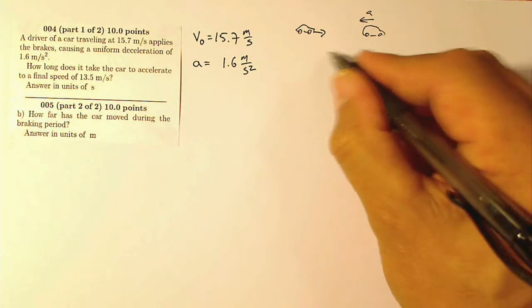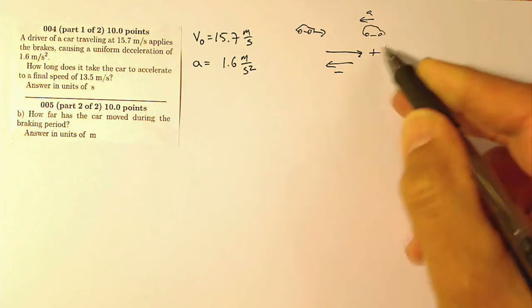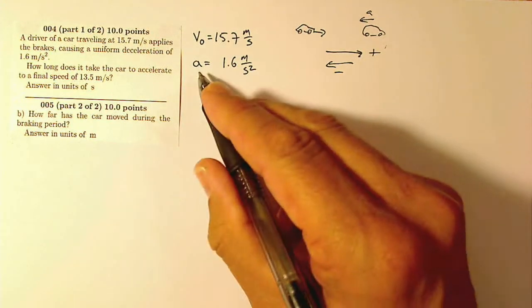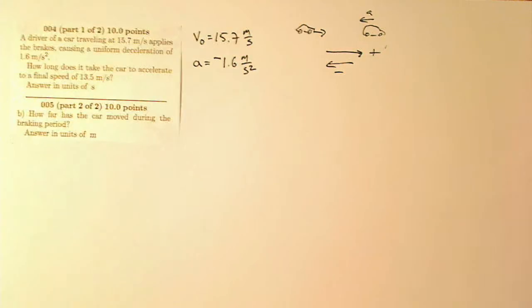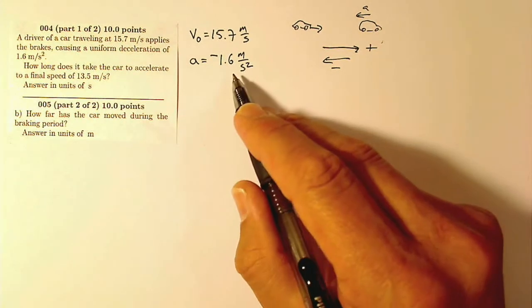So if I say that the right is positive, then to the left would be negative. I have to be careful of something like this, where my acceleration in this case is going to be negative. I'm going to have to keep track of it. So my acceleration is negative 1.6 meters per second squared.